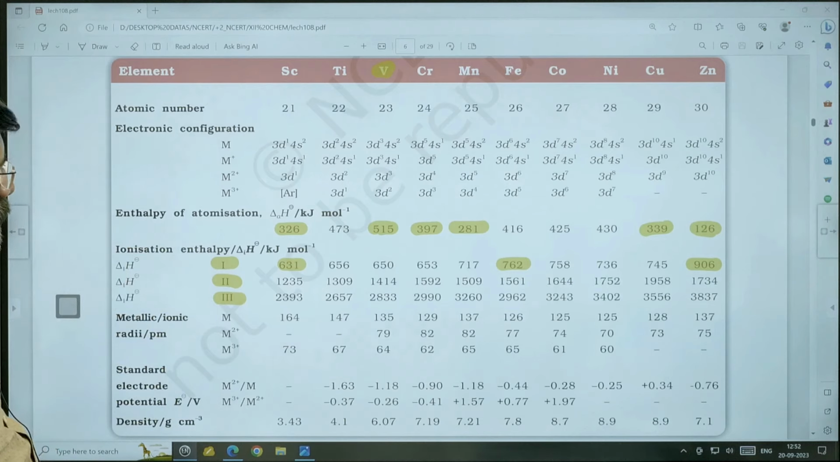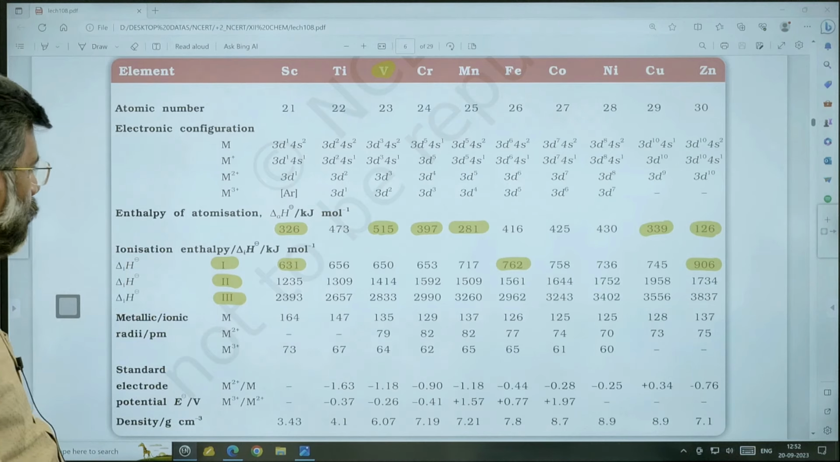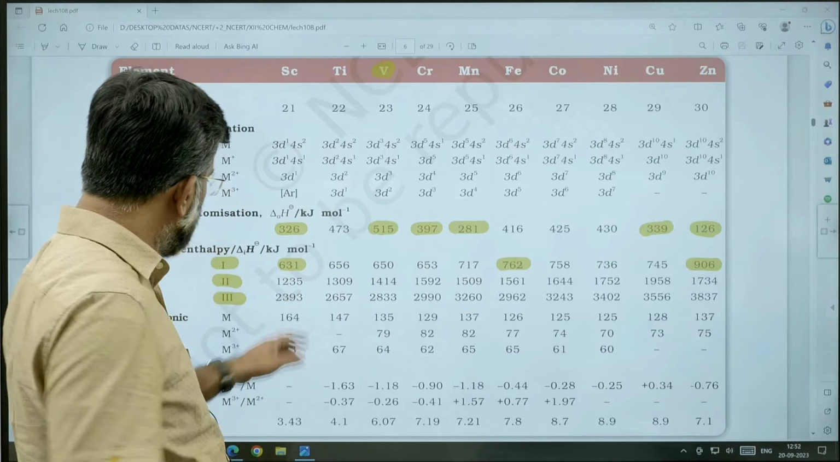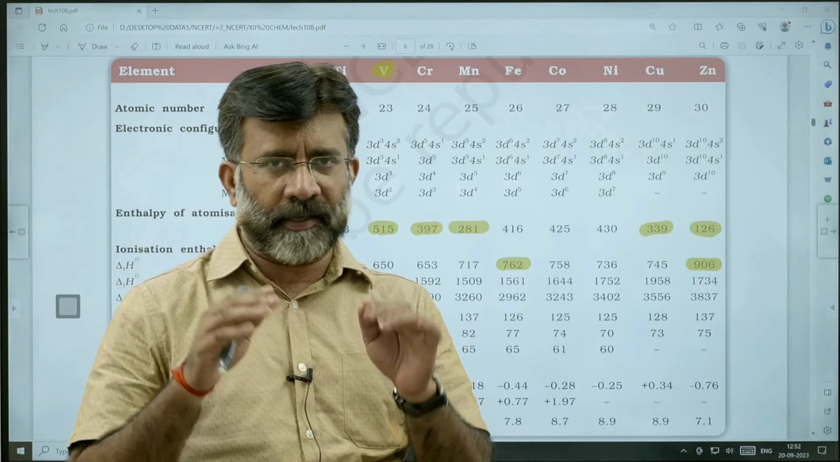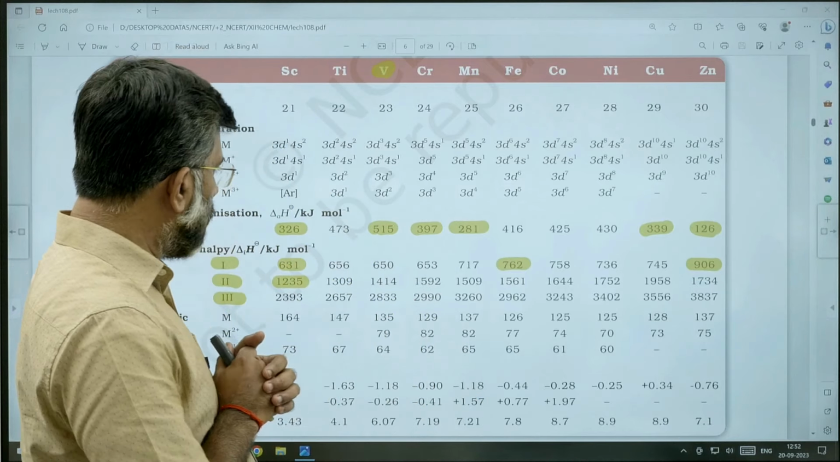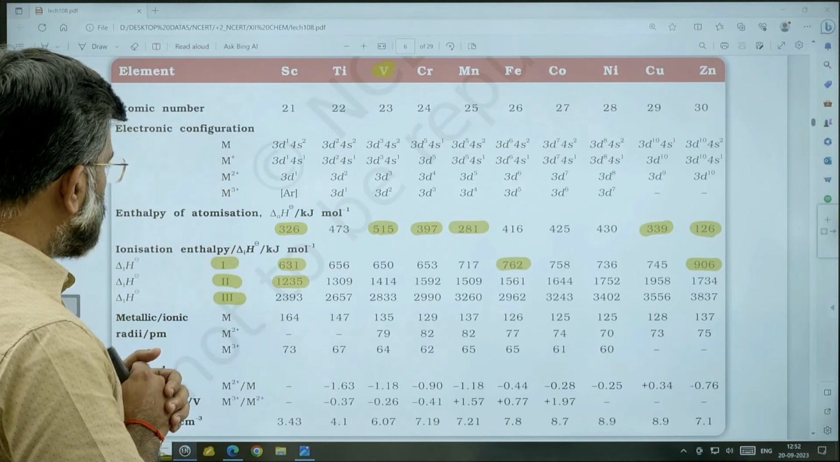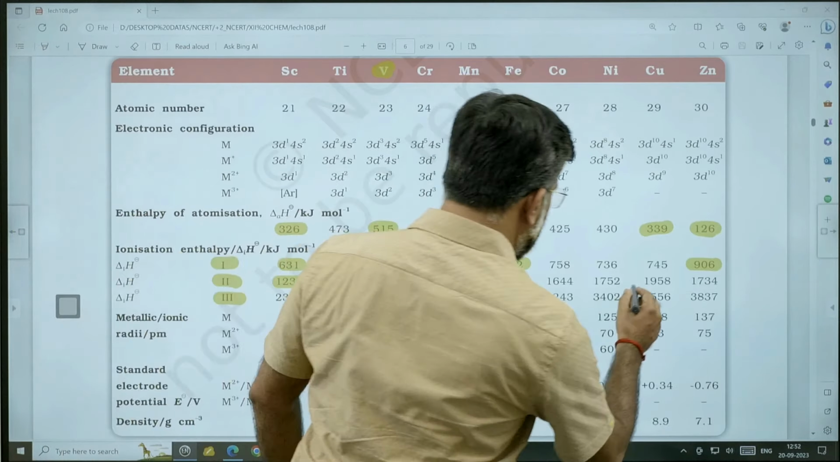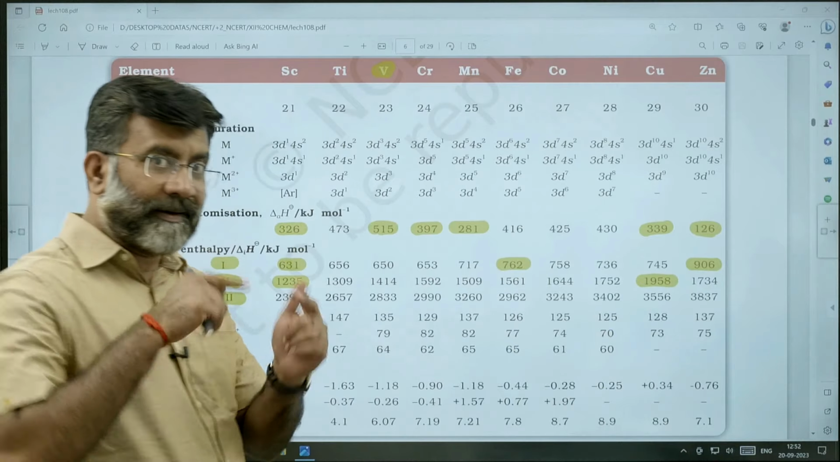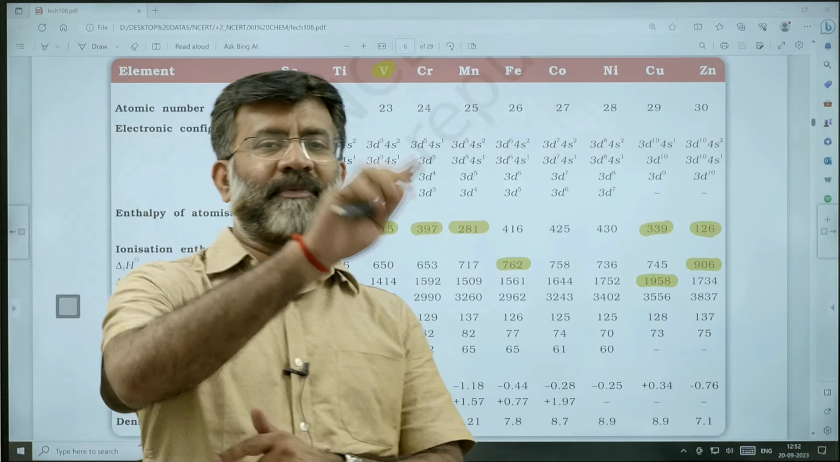Second ionization enthalpy, minimum value. I think it is once again minimum for scandium. Scandium, second ionization enthalpy, minimum. What about the maximum value? Maximum value, I think there is a surprise. It is not the zinc. In fact, it is copper. The second ionization enthalpy value, maximum, it is not the zinc.